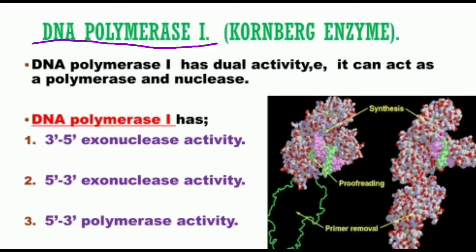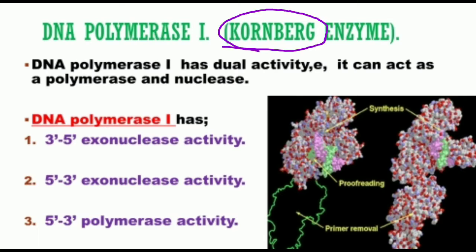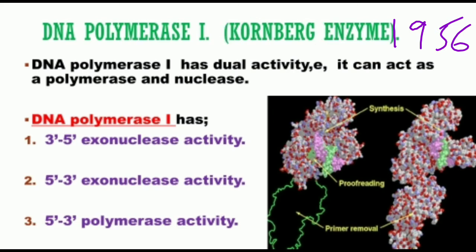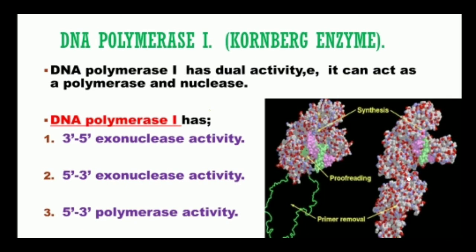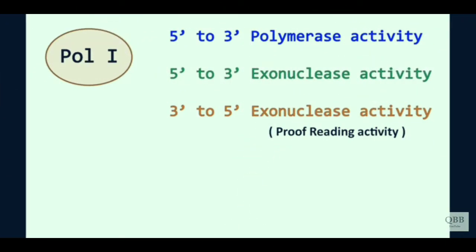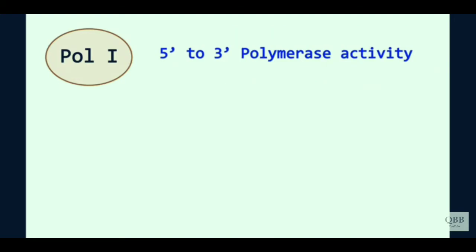DNA polymerase 1 is an enzyme that participates in the process of prokaryotic DNA replication. It was discovered by Arthur Kornberg in 1956. It was the first known DNA polymerase. It was initially characterized in E. coli and is ubiquitous in prokaryotes. DNA polymerase 1 has a dual activity, that is, it can act as a polymerase and nuclease.